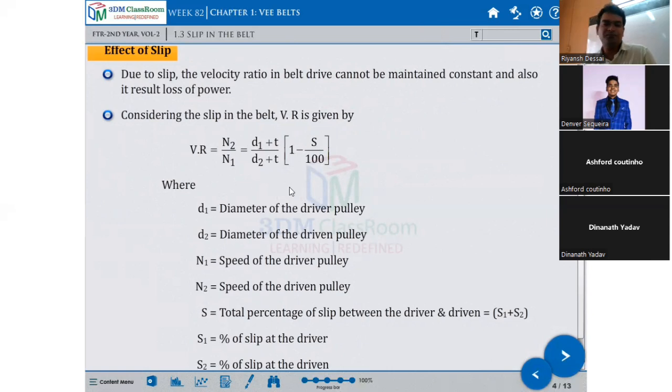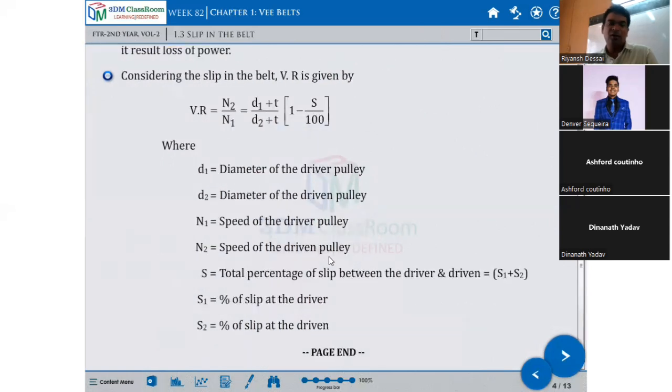So D2 is the diameter of the driven pulley, D1 is the diameter of the driver pulley, N1 is the speed of the driver pulley, N2 is the speed of the driven pulley, and the total percentage of slip between the driver and the driven is equal to S1 plus S2. S1 is the percent of slip at the driver, S2 is the percent of slip at the driven. So for total slip, you have to take both of these, add them, and put it in this formula, in case the slip is given.